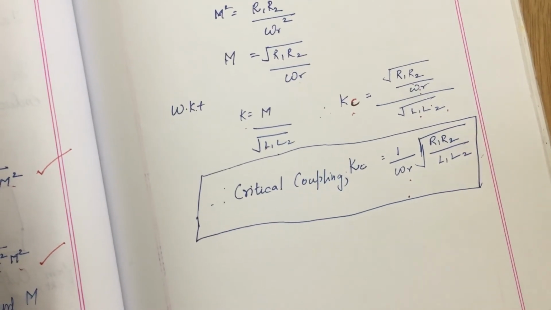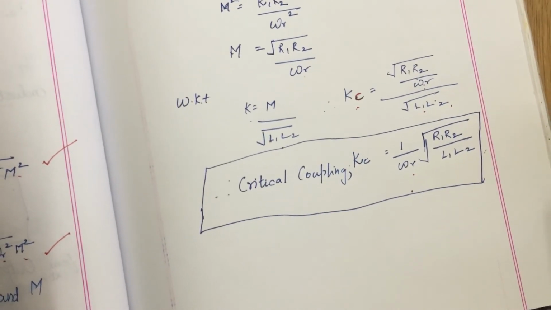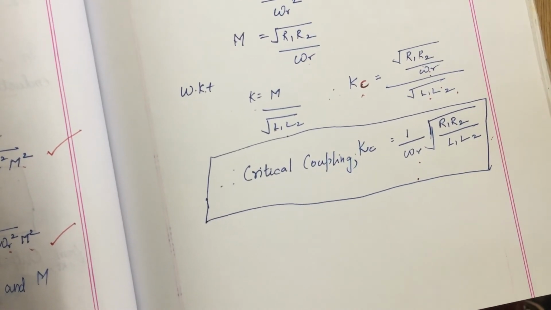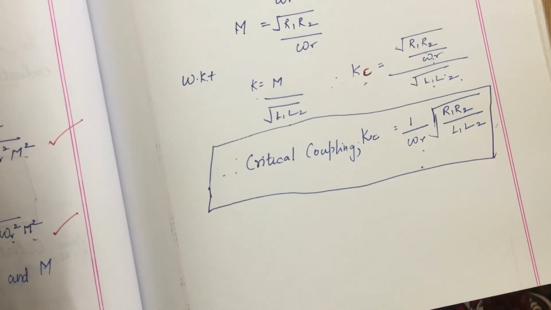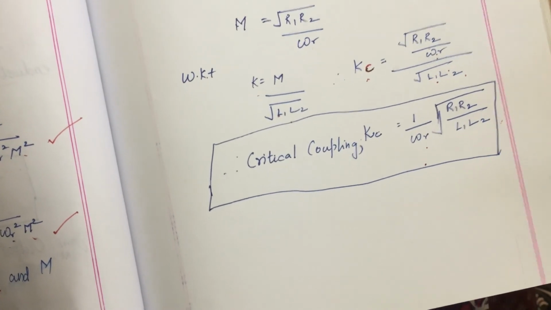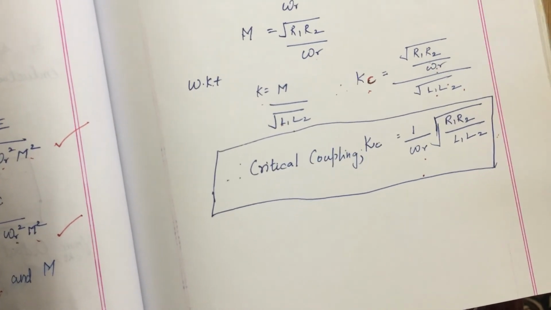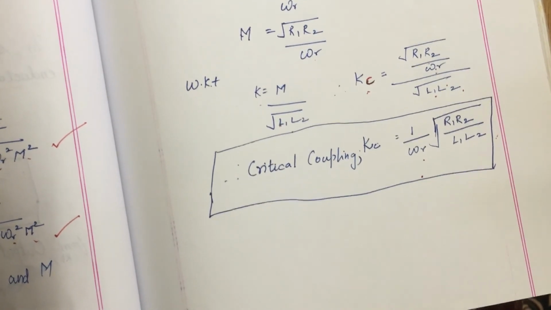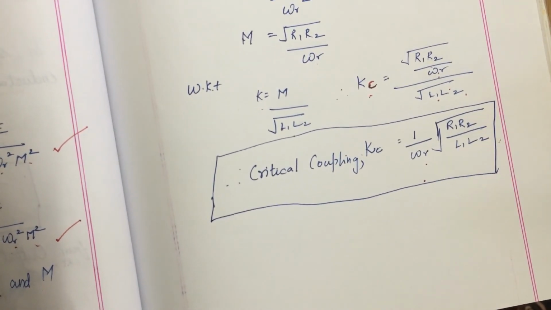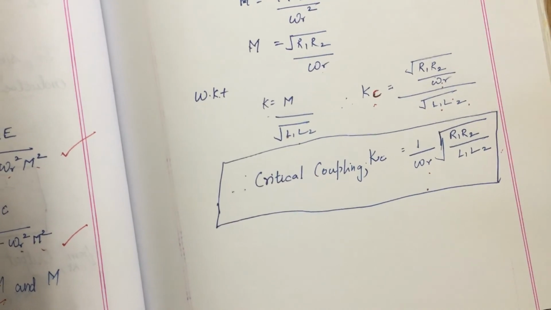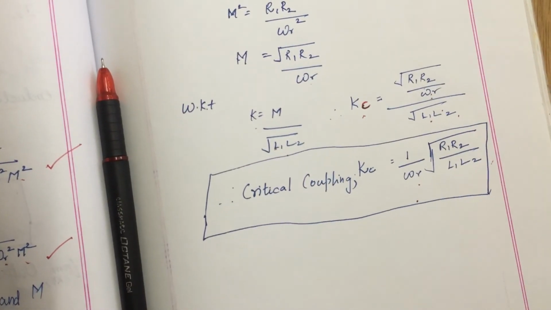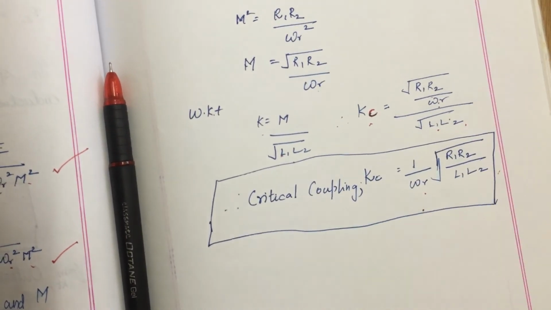So we have just seen how a tuned circuit works and how tuning is attained by adding a capacitor to the secondary of the coupled coil. Our syllabus has only single tuned circuits, so we have seen how tuning is attained in a single tuned circuit. Thank you.